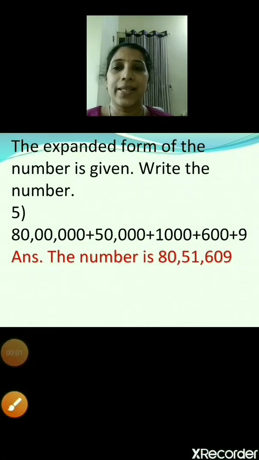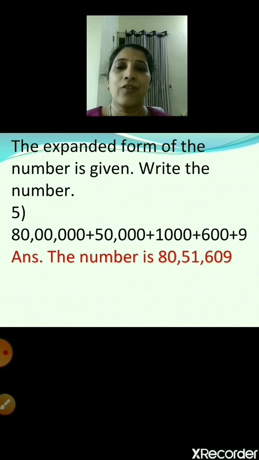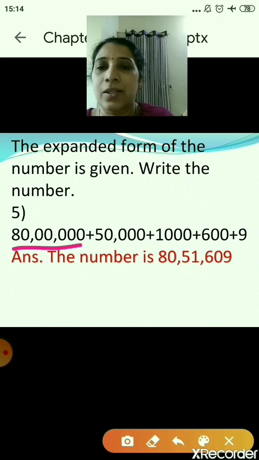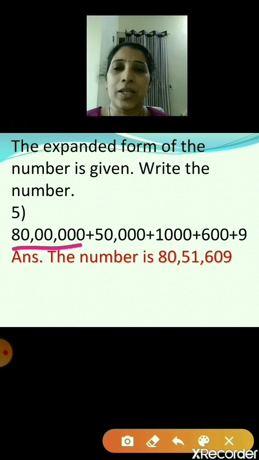Let's go to the next one, that is fifth one. 8 followed by 6 zeros plus 5 followed by 4 zeros plus 1 followed by 3 zeros plus 6 followed by 2 zeros plus 9. So let us take the first part, that is 8 followed by 6 zeros. So the first 0 is in the units place, second 0 in the tens place, third 0 in the hundreds place, fourth 0 in the thousands place, fifth 0 in the 10,000s place, sixth 0 in the lakhs place, and the digit 8, it is in the 10 lakhs place.